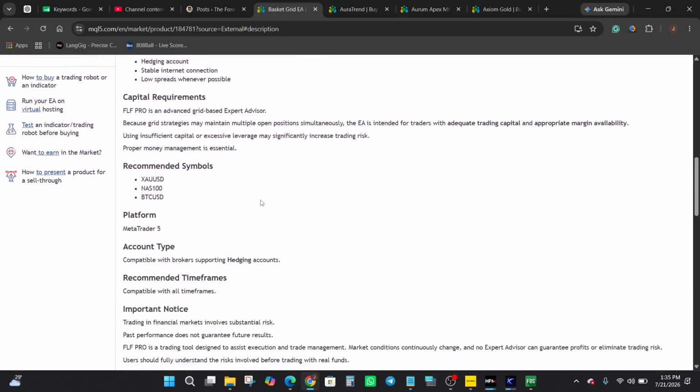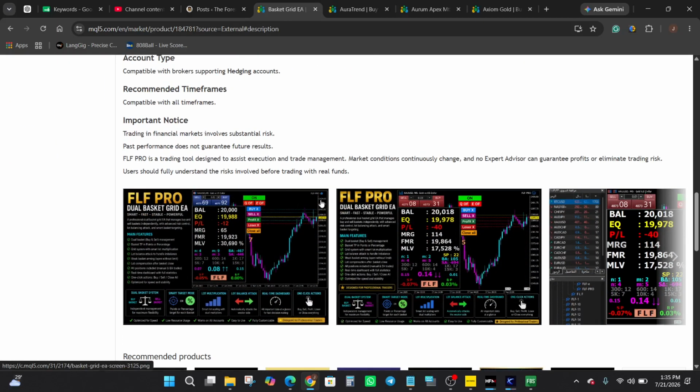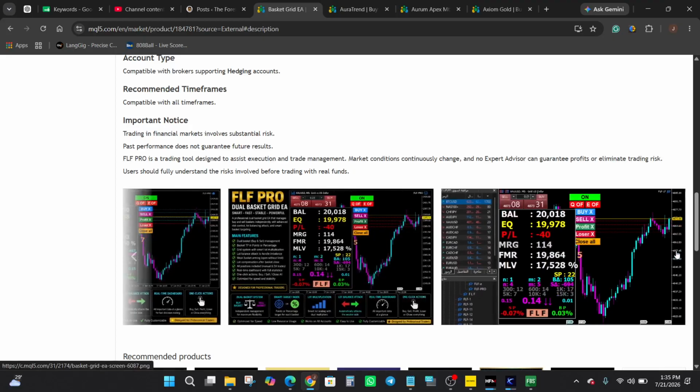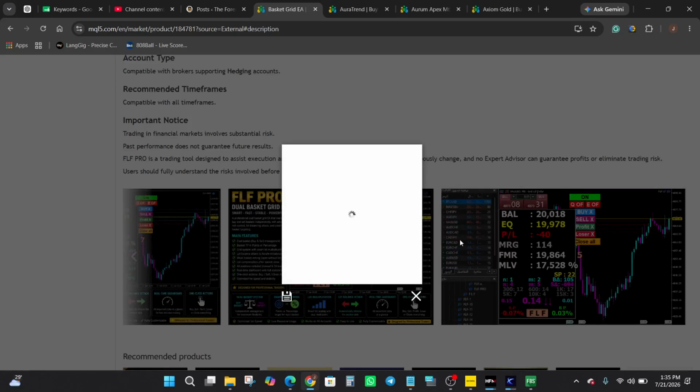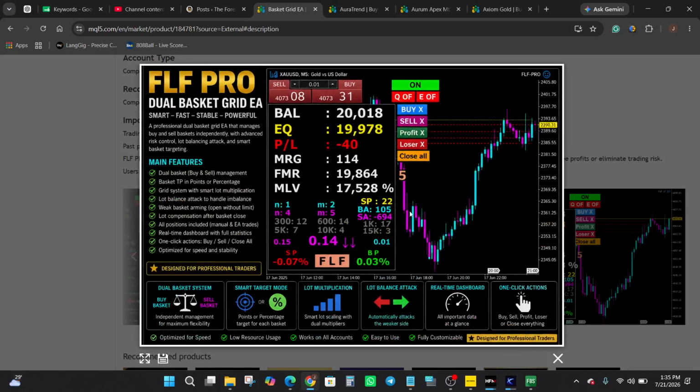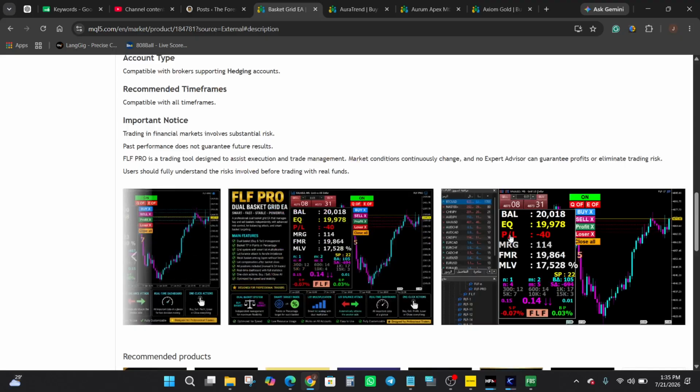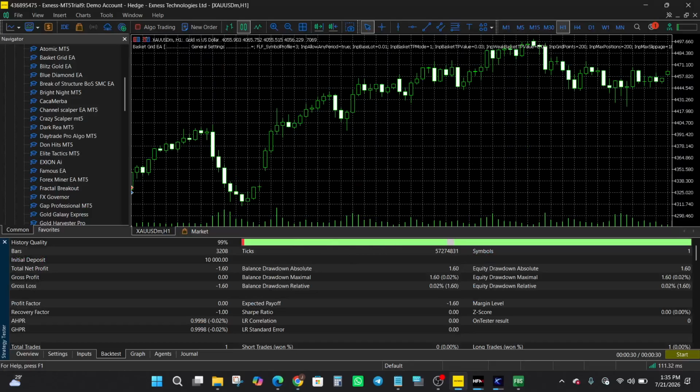All right, now let us move over to the historical testing. Let's see if we have any reports provided. Okay, there is no report provided here. Basically, these images are just showing perhaps the EA in action and a couple of info. But let's head over to our strategy tester. All right, let's see how this EA performed.